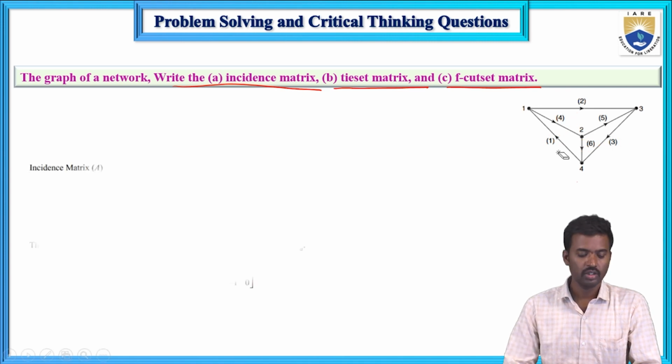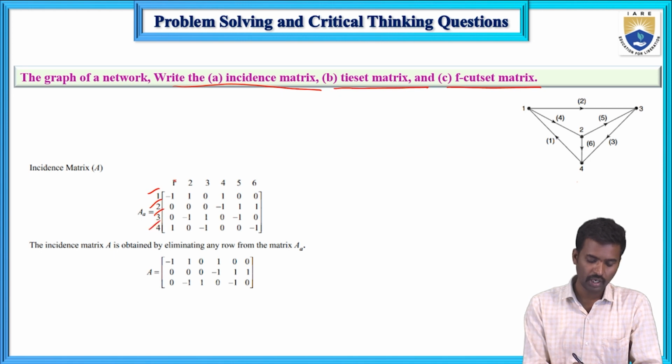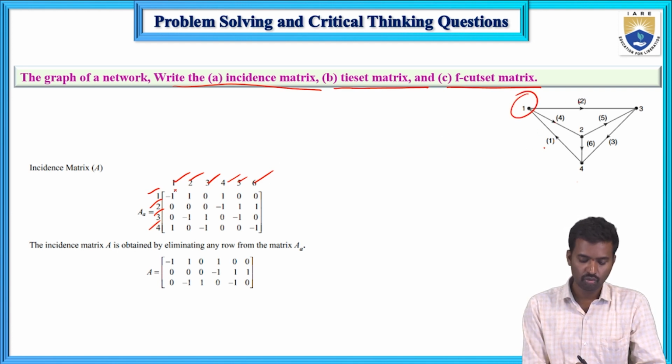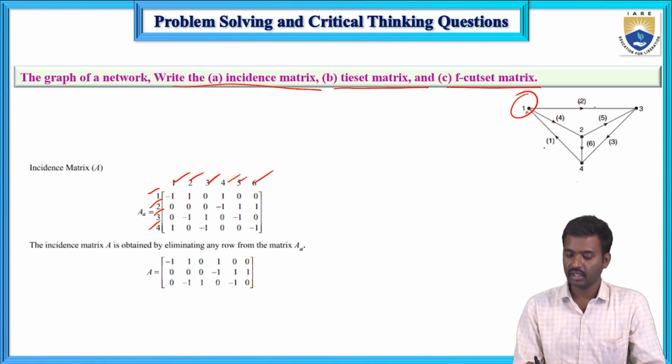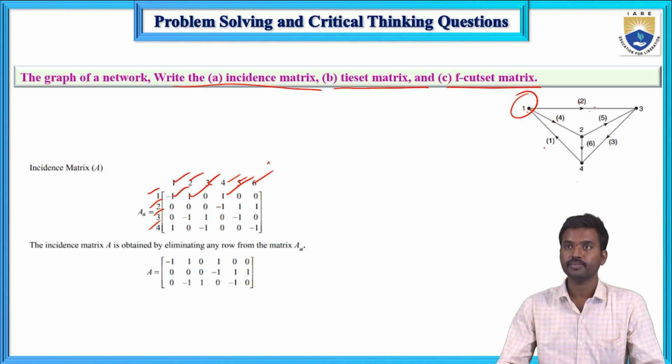First, the incident matrix. So now nodes 1, 2, 3, 4 and branches 1, 2, 3, 4, 5, 6. For the first node, the associated elements are 1, 4, 2. 1 is entering, that is minus, and 2 is leaving, that is plus, and 4th is leaving, that is plus.